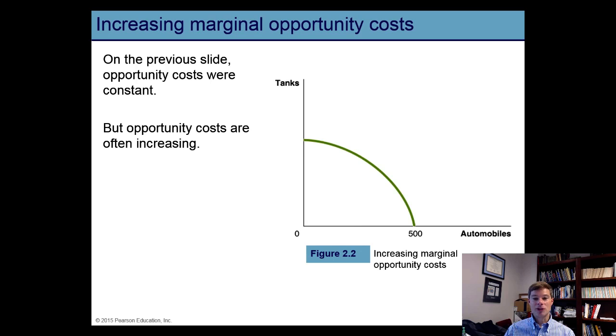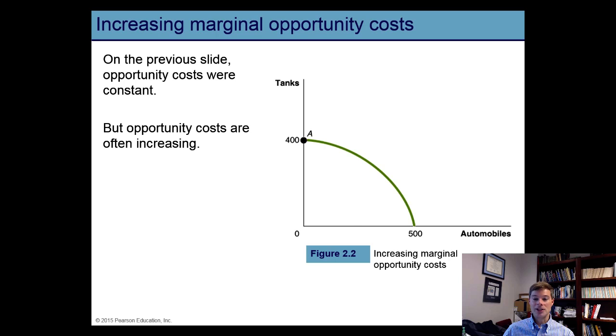On this slide, we're looking at a production process that illustrates tanks and automobiles. On the previous slide, the opportunity cost of producing SUVs and sedans was constant. It didn't change along the production possibilities frontier. Here in this graph, we're looking at a production possibilities frontier that's not a straight line, it's a curve, and this shows us that the opportunity cost of producing these goods changes.